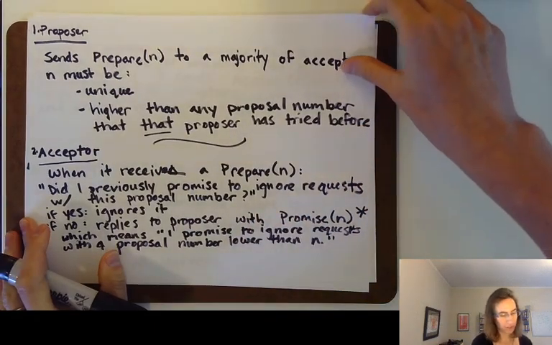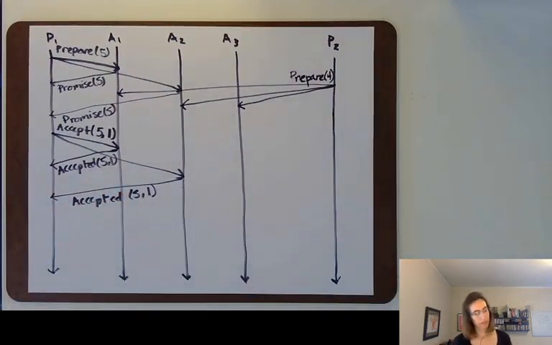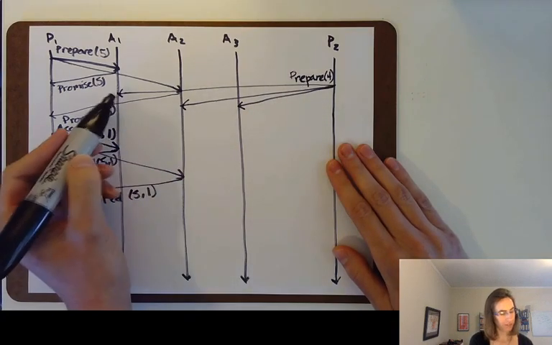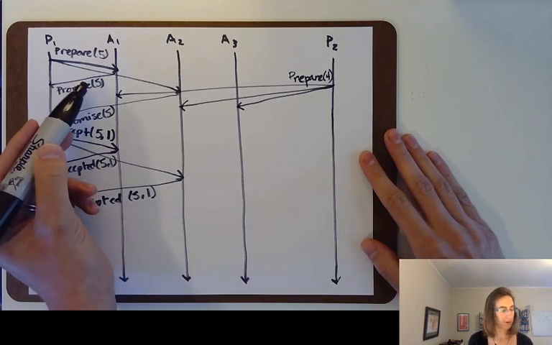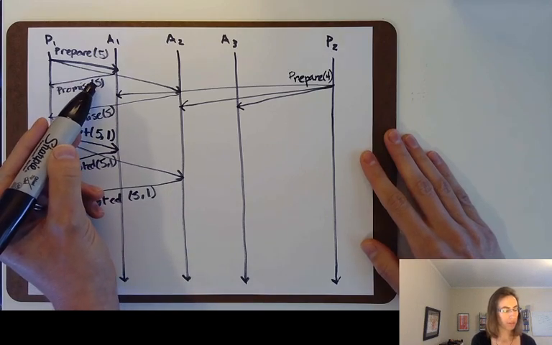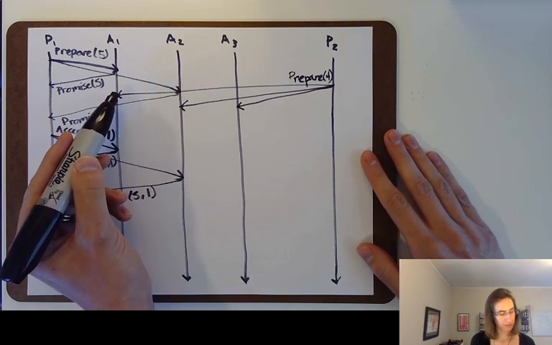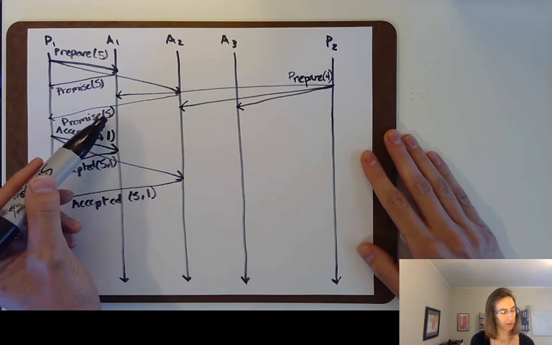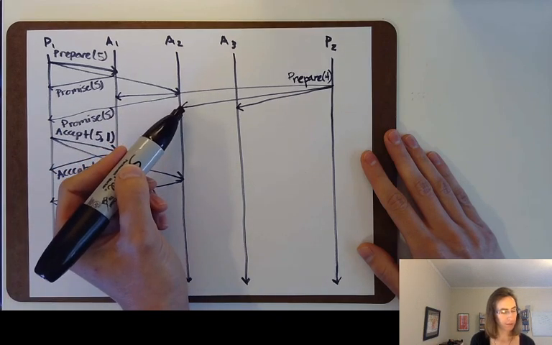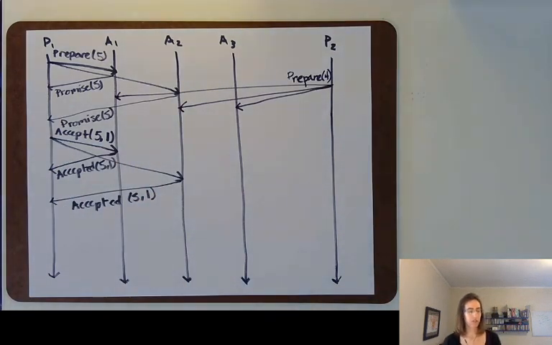So going back to our picture, at the point when this prepare for message hits acceptor 1, it's already sent promise 5, which meant it's already promised to ignore requests with a proposal number lower than 5. So it's just going to ignore this prepare for message. Same thing for acceptor 2. It's already made a promise to ignore any request with a proposal number lower than 5. So when it gets the prepare for, it'll just ignore it. It won't crash the system or anything like that.